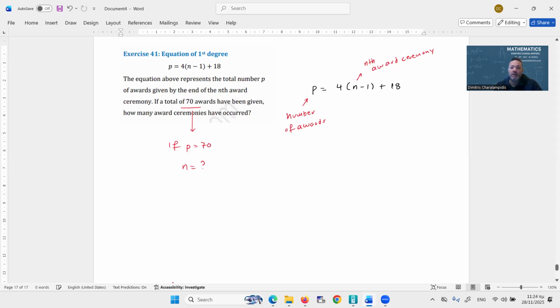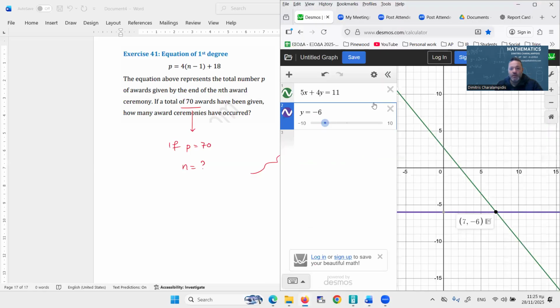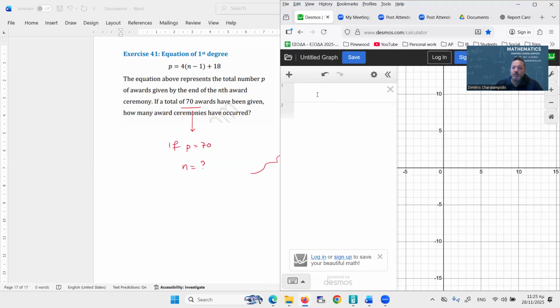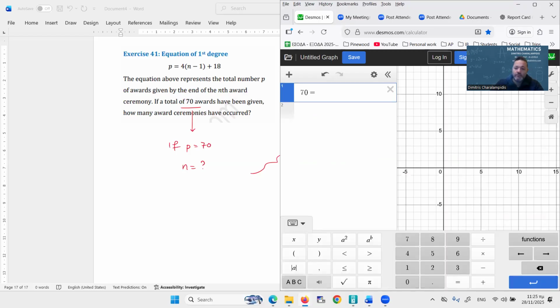What is n? I'm going to simply plug this information into the given equation. So 70 is 4 times (n minus 1) plus 18. I can go just on Desmos. 70 equals 4 times (x minus 1). In Desmos, we can only use x as the unknown, plus 18.